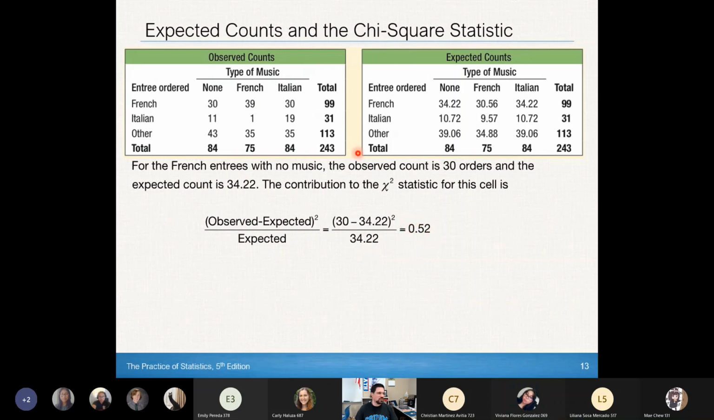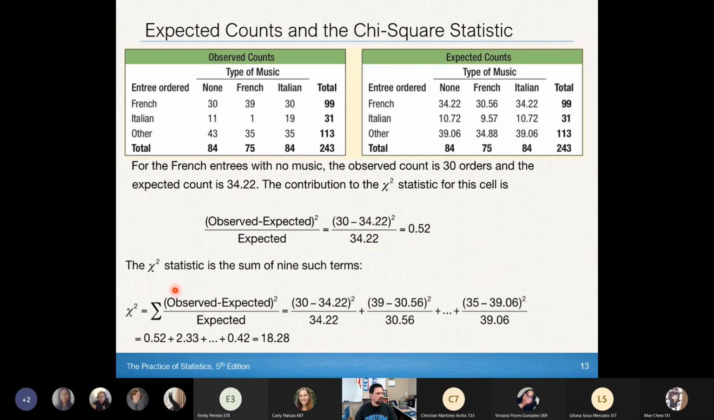For this particular table, we will have 9 cells contributing to the chi-square statistic. The chi-square statistic is the sum of 9 such terms. Notice they're not listing all 9.